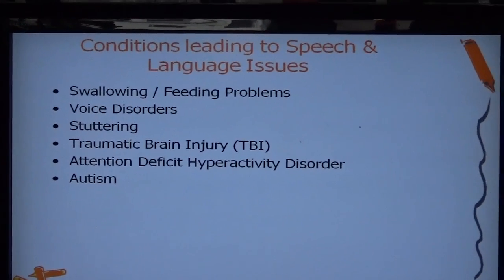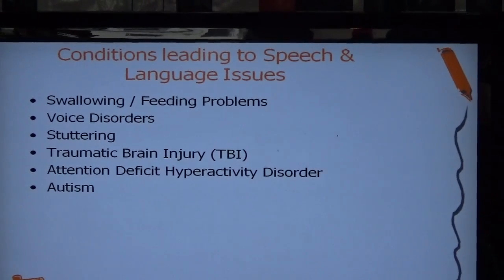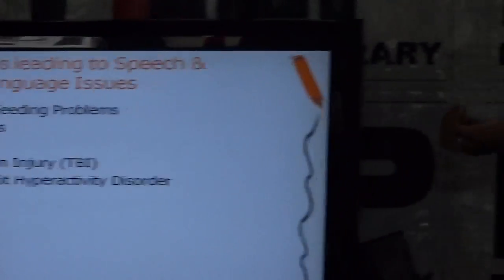So the disorders that we'll cover in more detail are feeding issues, voice, stuttering, traumatic brain injury, attention deficit hyperactivity disorder, and autism.